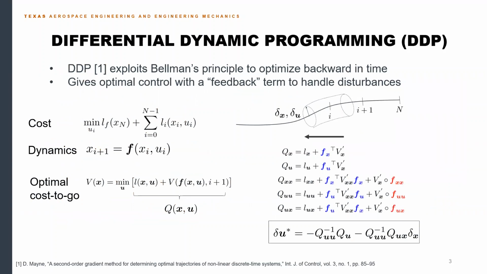Differential dynamic programming, or DDP, is a very good candidate method for optimization in legged robots. DDP exploits Bellman's principle to optimize a cost function backward in time and results in an optimal control law with a state feedback term. This control law has terms with the first and the second order partial derivatives of dynamics as shown in this equation here.